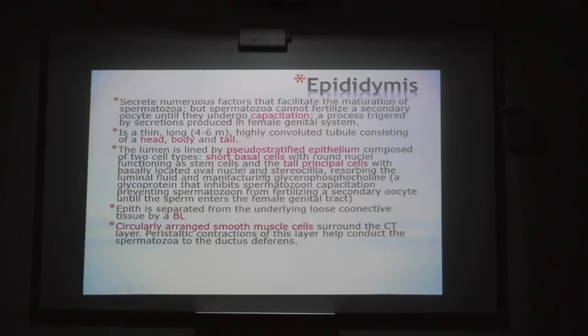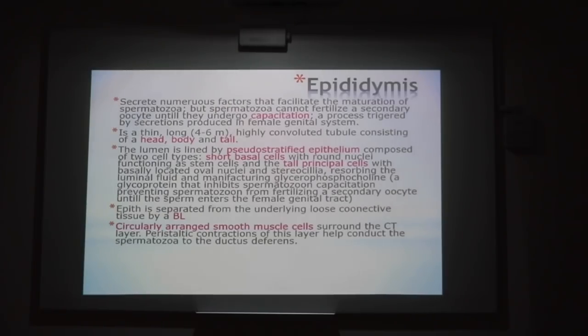They also secrete glycophosphocholine and glycoprotein that inhibit the spermatozoa's capacitation. That means these glycoproteins are basically laid over the top of the sperm, and that's why the sperm are decapacitated. Once they reach the female genital tract, the female genital tract will take off these glycoproteins, and then the sperm will become capacitated and be able to fertilize and move on. So the process of decapacitation is happening within the epididymis.